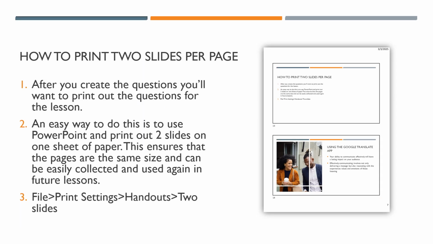As I mentioned previously, I think a good idea is to print out your questions and distribute them to your students. And an easy way to do this is to take your questions and add them to a PowerPoint slideshow and then print out the PowerPoint slides two to a page. In order to do this, you simply go to File, Print Settings, Handouts, and then select the two-slide view, and it will look similar to what you see on the right-hand side of this page.